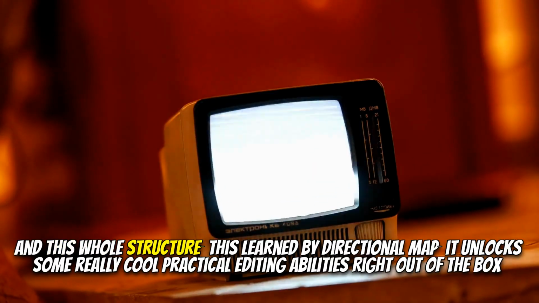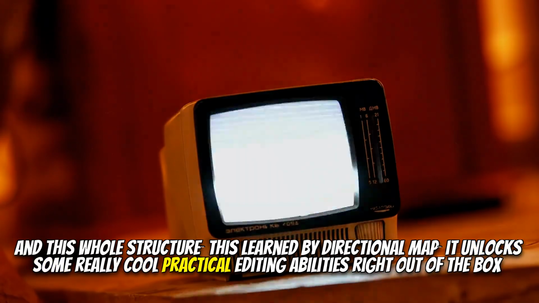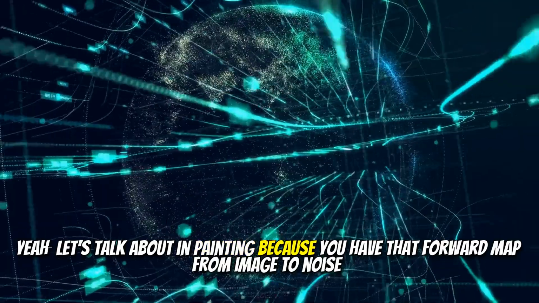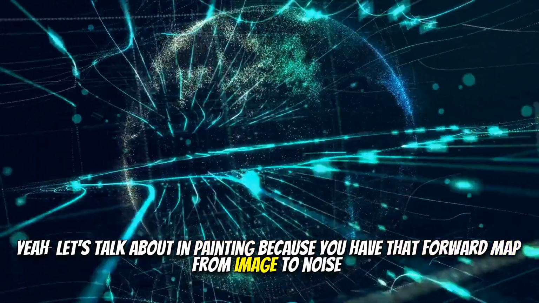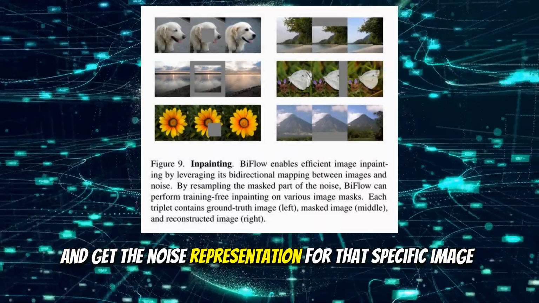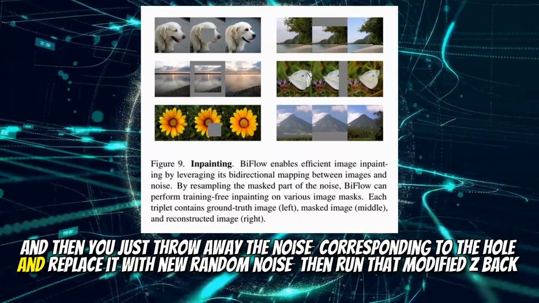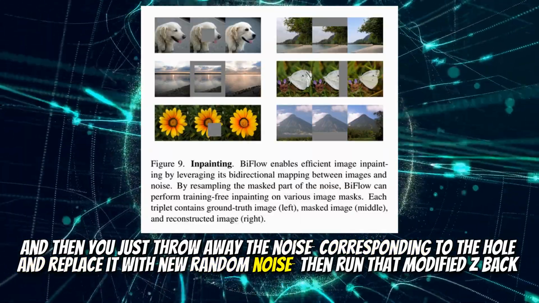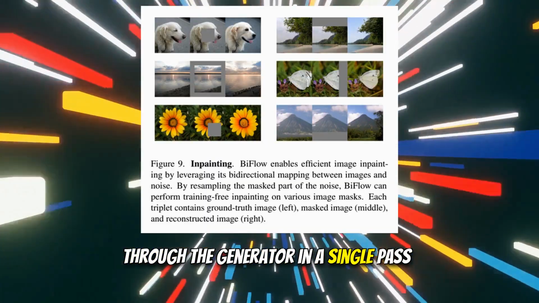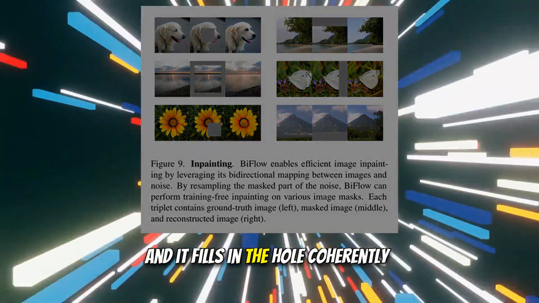And this whole structure, this learned bidirectional map, it unlocks some really cool practical editing abilities right out of the box. Yeah, let's talk about inpainting. Because you have that forward map from image to noise, you can take an image with a hole in it, run it forward, and get the noise representation for that specific image. Right. And then you just throw away the noise corresponding to the hole and replace it with new random noise. Then run that modified Z back through the generator in a single pass. And because it's one shot, it's super fast. Incredibly fast. And it fills in the hole coherently.